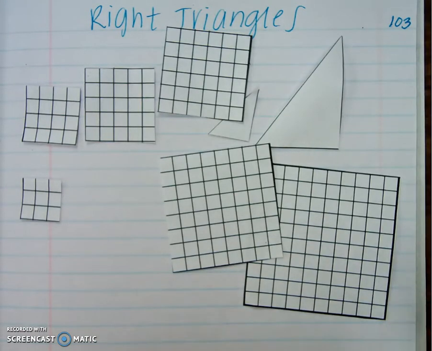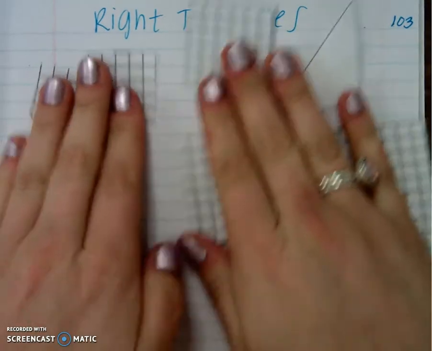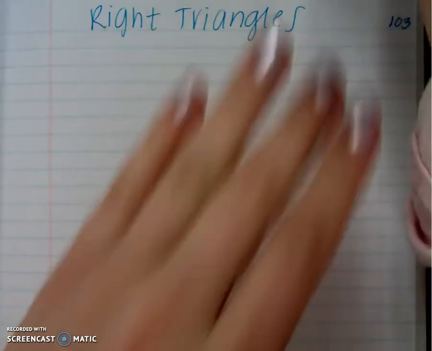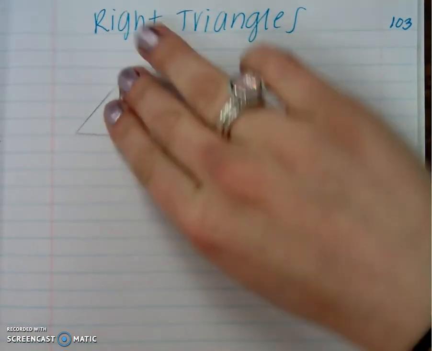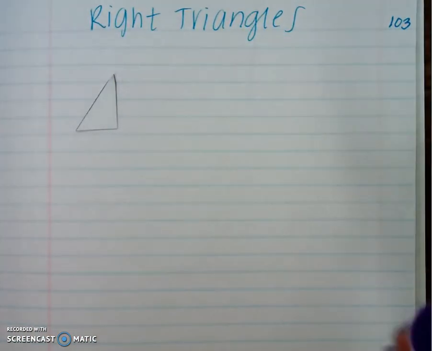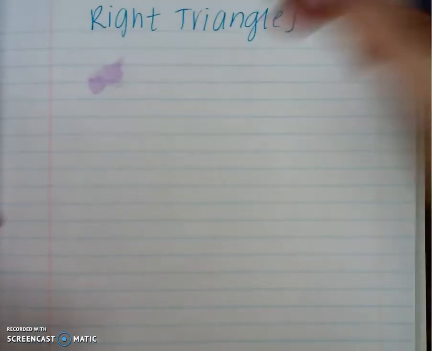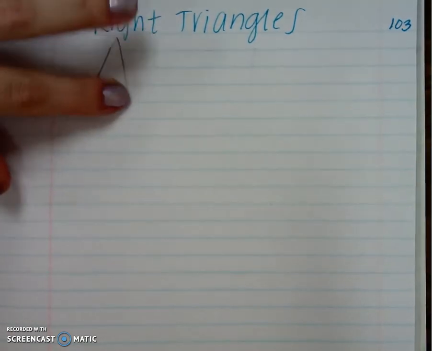And we're going to go ahead and get started. You can push these things to the side. We're going to start with your tiny triangle. You can go ahead and glue that down. Okay.